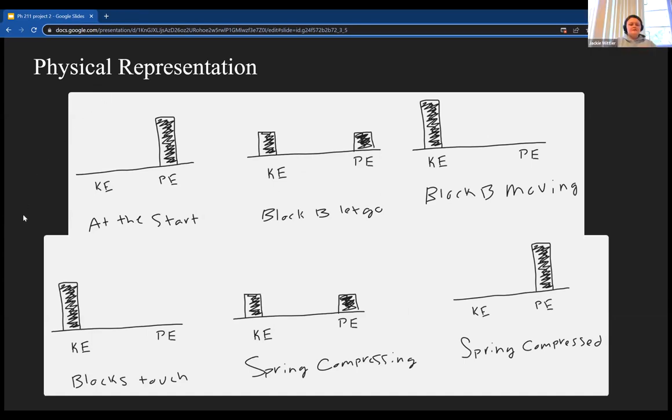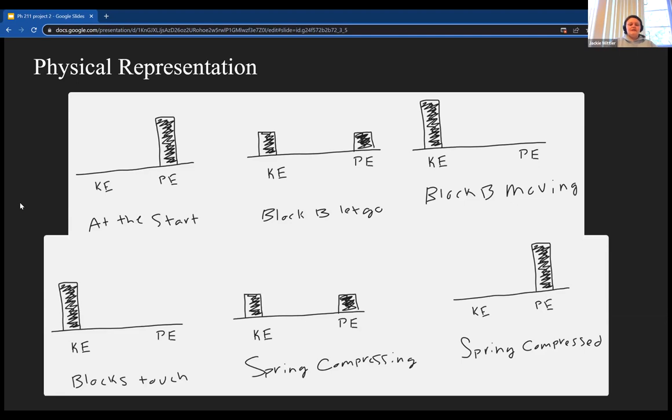So for our physical representation, we chose to do energy bar graphs because we thought that that would be the most helpful when it comes to representing the problem physically. So we broke it down to at the start, when block B is let go, when block B is moving, when the two blocks touch, when the second spring starts to compress, and when the second spring is compressed.